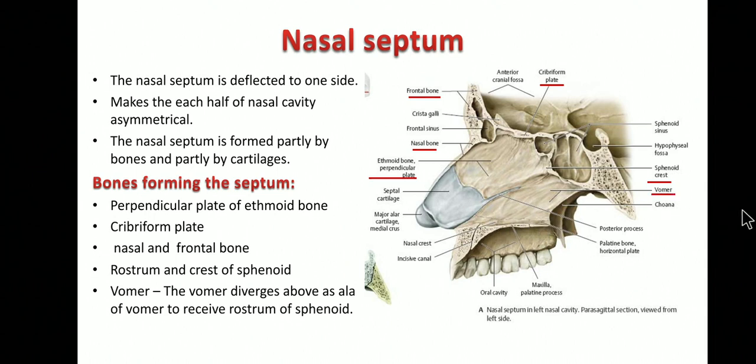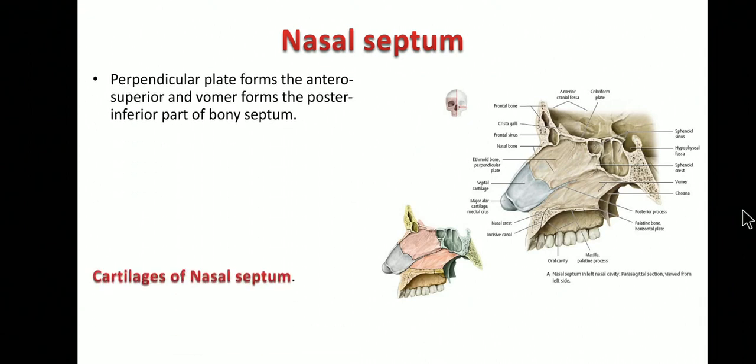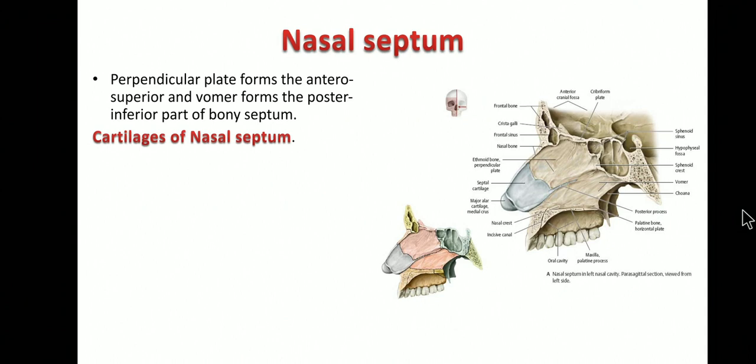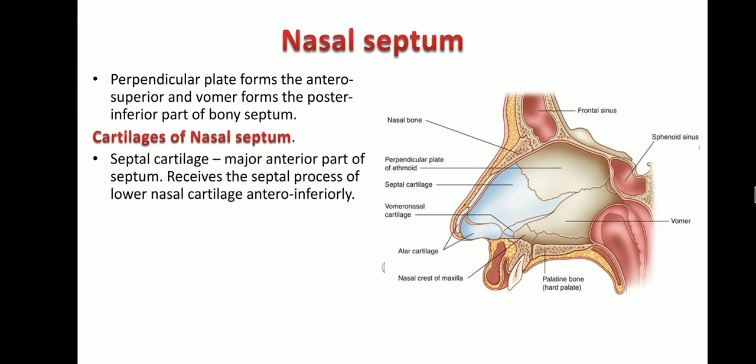Next we will pass on to the cartilages. Two main bones, as I told you, the perpendicular plate and the vomer, form the anterior-superior and the posterior-inferior parts, and they are supplemented by the accessory bones. Cartilages mainly form the anterior and inferior part of the nasal septum. The main cartilage is the septal cartilage, which forms the major anterior part, and that receives the septal process of the lower nasal cartilage, which is the alar cartilage.